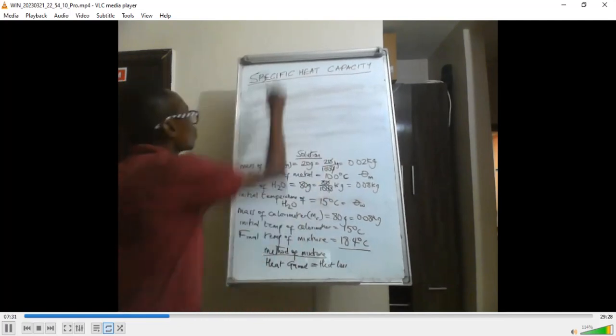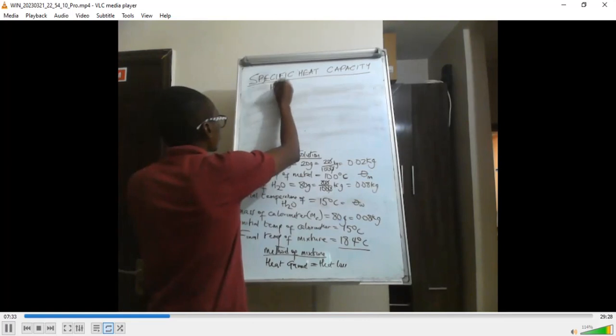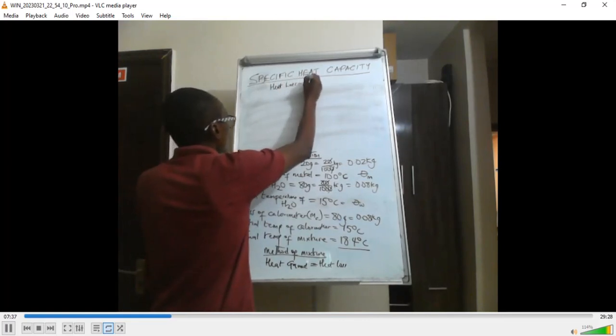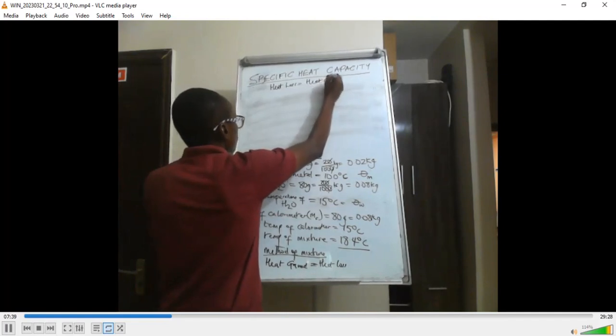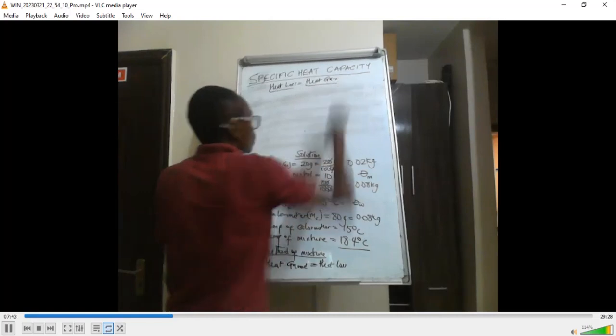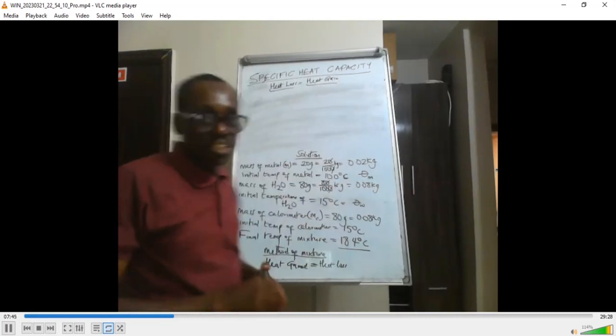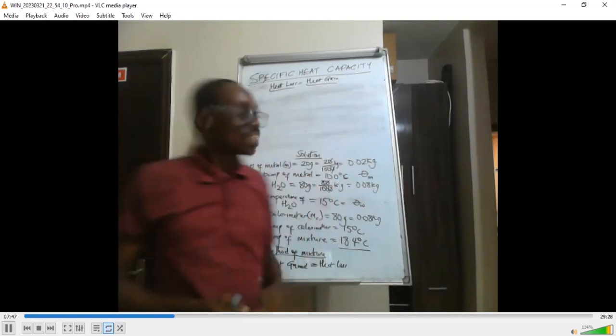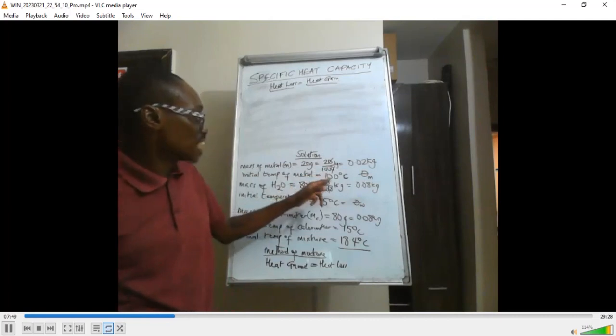So heat gain is equal to heat loss. It's as simple as heat loss equals heat gain. So which of the substances is going to lose it? Which one is going to gain it? Let's look. Temperature will give us an idea.